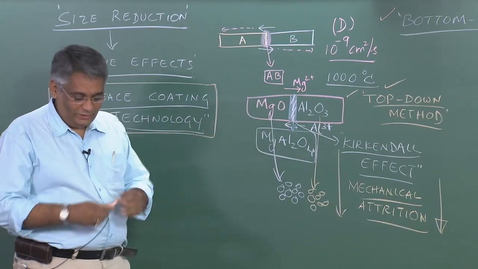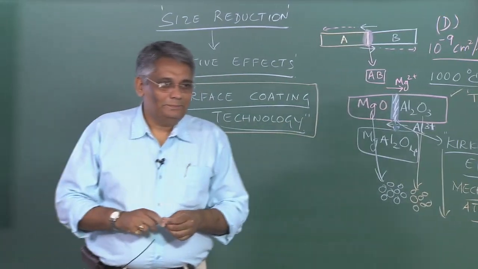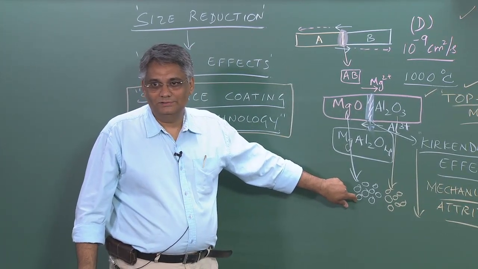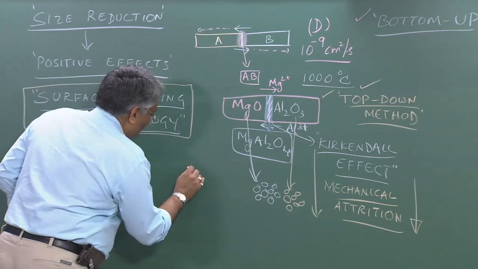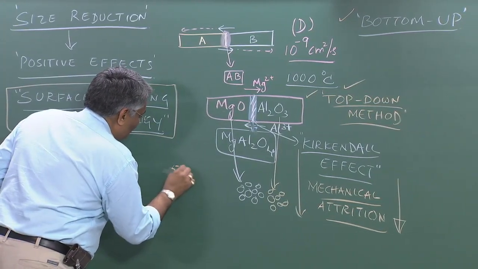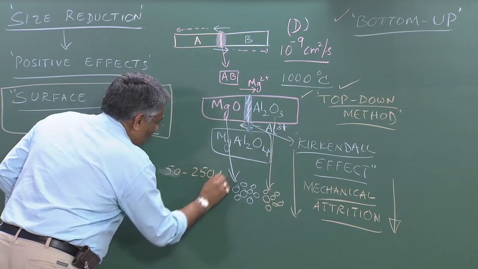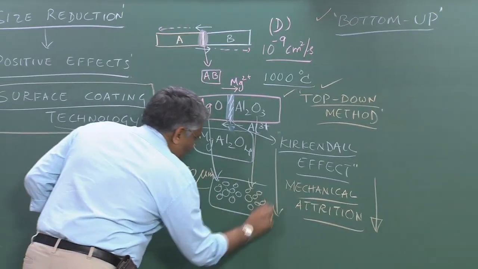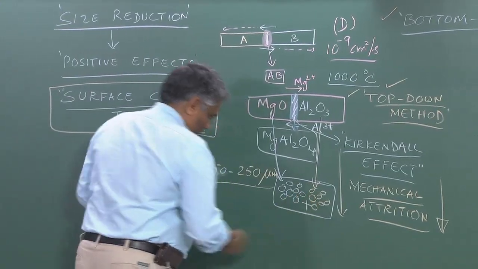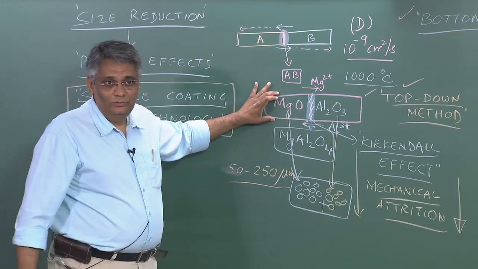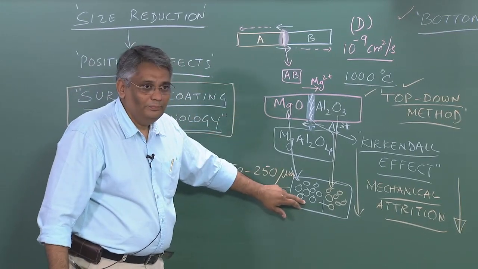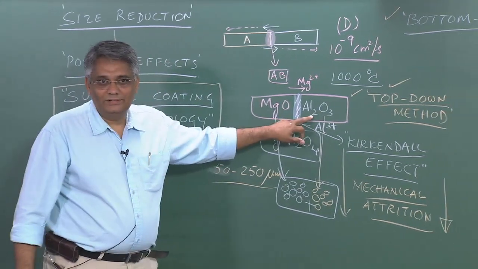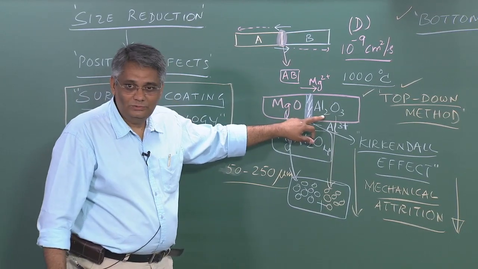It's an easy way of, you take a solid body and just grind it down to micron or submicron sized particle size. So typically in this way, you can get particle sizes from anywhere from 200 to 250 microns. Now, the same solid MgO is obtained in powder form with particle sizes ranging from 50 to 250, and a similar thing happens in the case of aluminum oxide also.